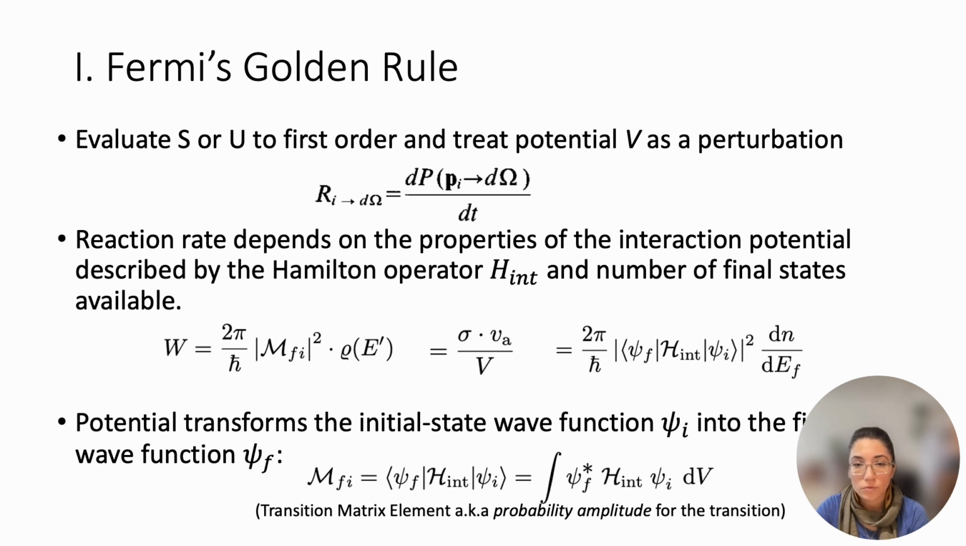And so the golden rule basically describes the transition rate between quantum systems. So basically, in other words, the probability of how likely a quantum system is to make a transition from initial to final state in the presence of a perturbation per unit time. And so the connection between the reaction rate, the transition matrix element, and the density of final states is expressed by Fermi's second golden rule and applies to scattering processes.